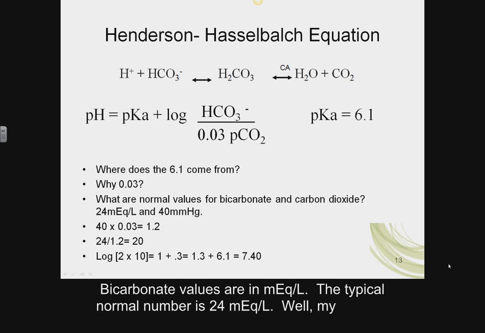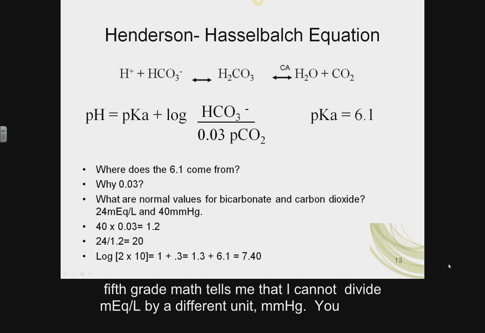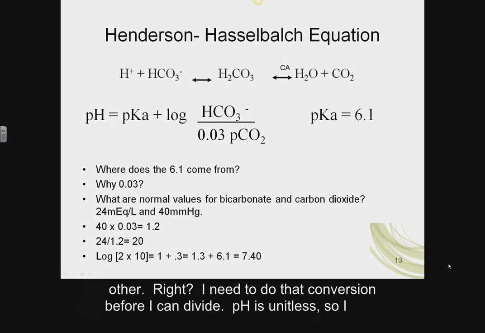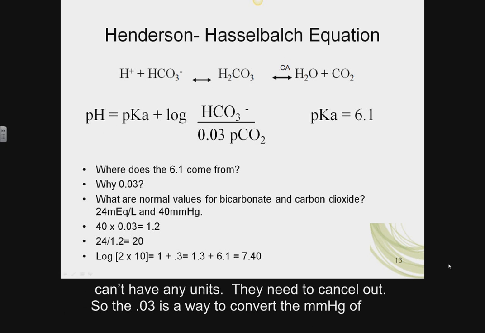Well, my 5th grade math tells me that I cannot divide milliequivalents per liter by a different unit, millimeters of mercury. You cannot divide apples into oranges. So I have to convert one of these units into the other, right? I need to do that conversion before I can divide. pH is unitless, so I can't have any remaining units. They need to cancel out. The 0.03 is a way to convert the millimeters of mercury of CO2 into milliequivalents per liter.